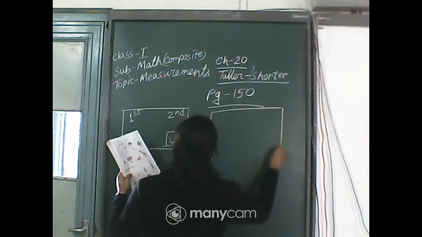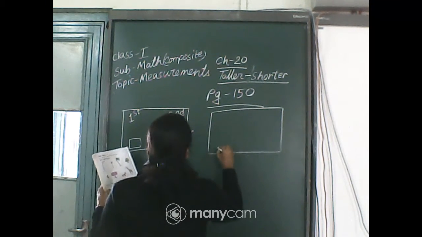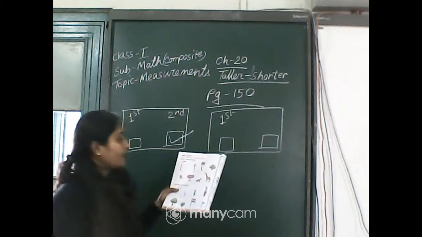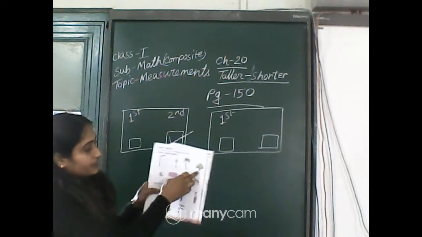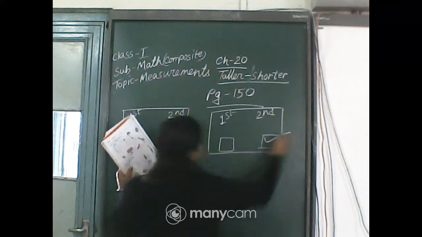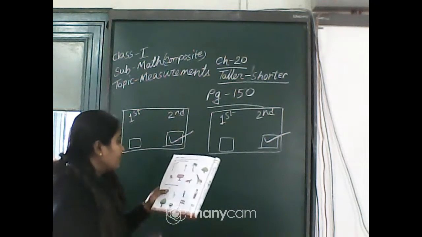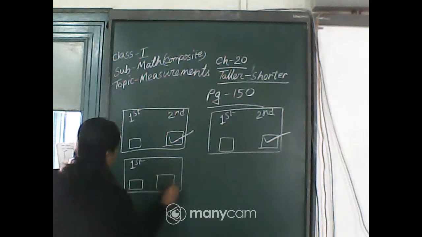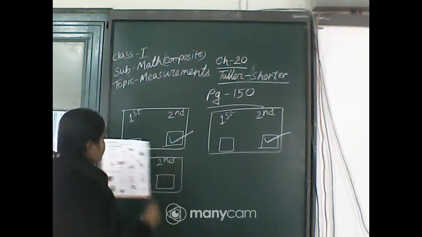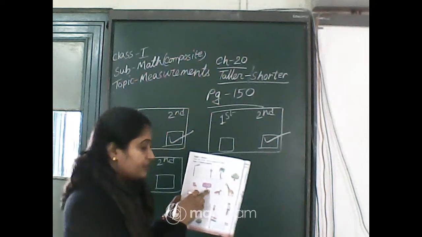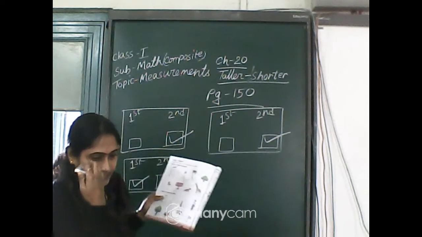The next one is a coconut tree and another one is a mango tree. First one is the coconut tree and the second one is the mango tree. You have to tick which is shorter. You can see the mango tree is shorter than the coconut tree, so please tick the second picture, the mango tree. Okay, and next, chair and table. First picture is chair and second picture is table. Which one is shorter, chair or table? You can see the chair is shorter than the table. So please tick the first picture, the chair.